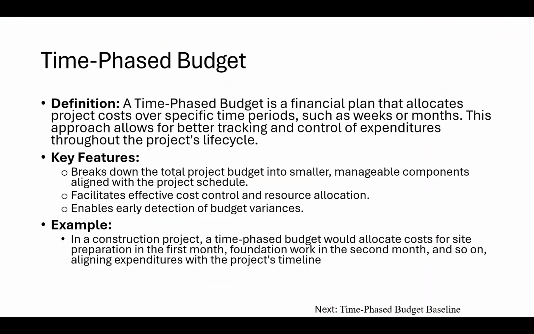So what is time-phased budget? A time-phased budget is a financial plan that allocates project costs over specific time periods, such as weeks or months or days. This approach allows for better tracking and control of expenditures throughout the project's life cycle. So key features: you break the totals down, determine your cost, monitor it.